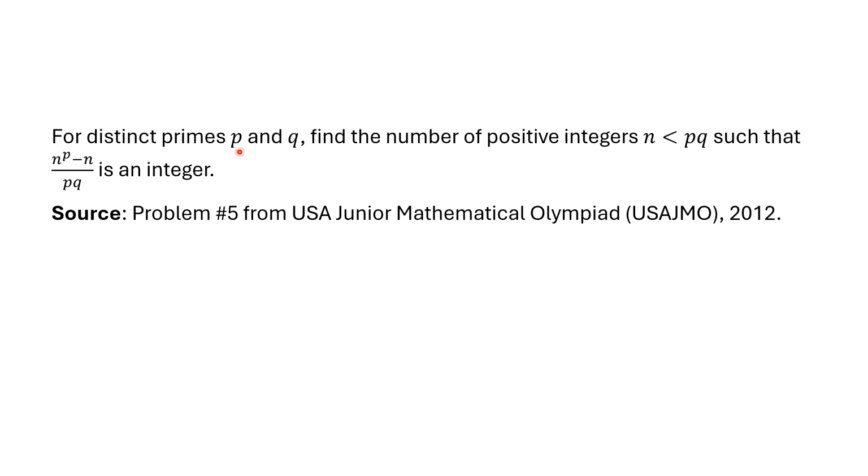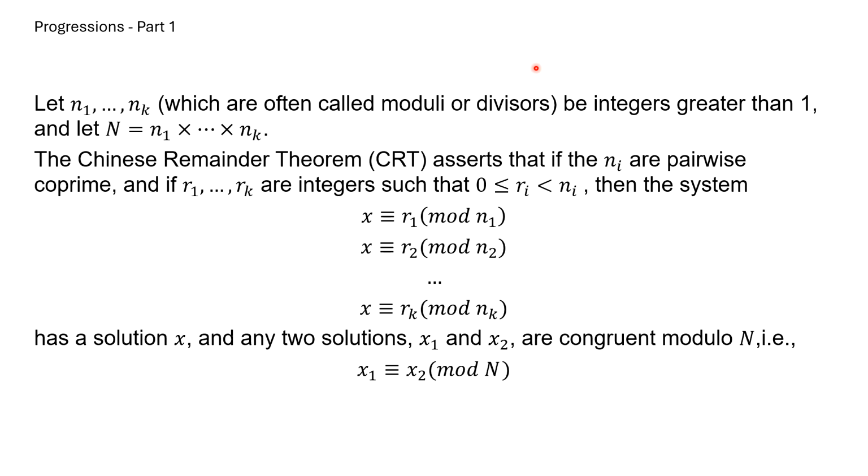For distinct primes p and q, find the number of positive integers n less than the product p times q, such that n to the p power minus n divided by pq is an integer. And the source of this was problem number 5 from the U.S. Junior Mathematical Olympiad 2012. To solve our problem, we need to use the Chinese remainder theorem.